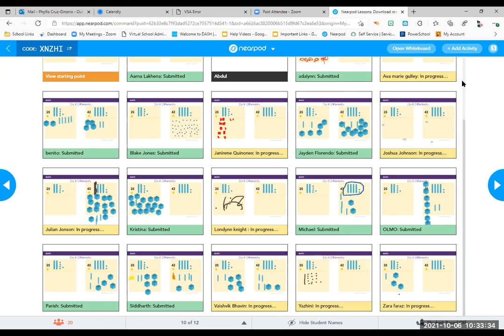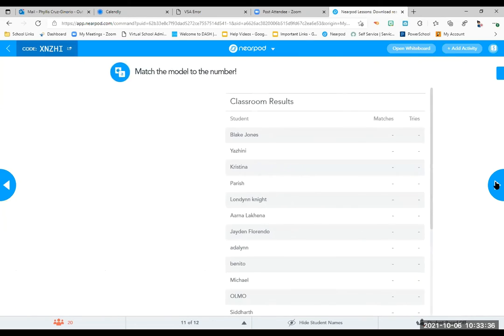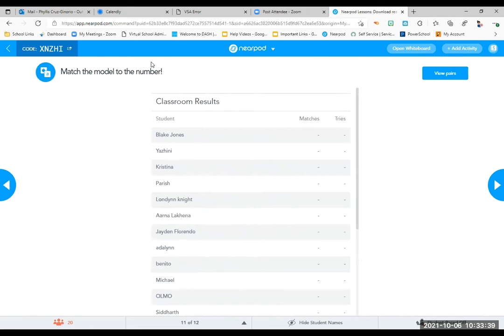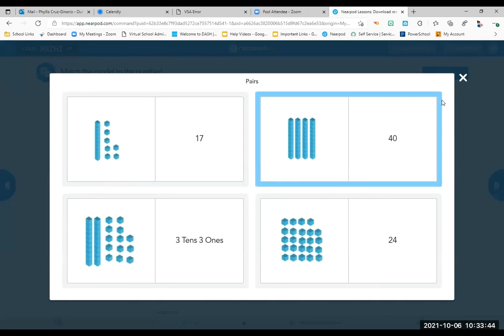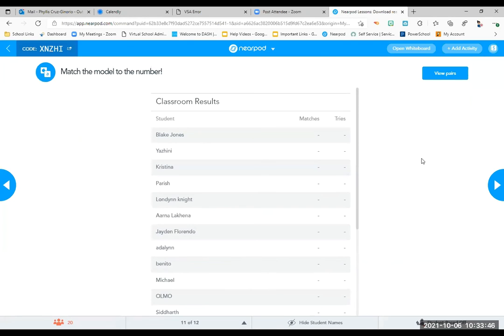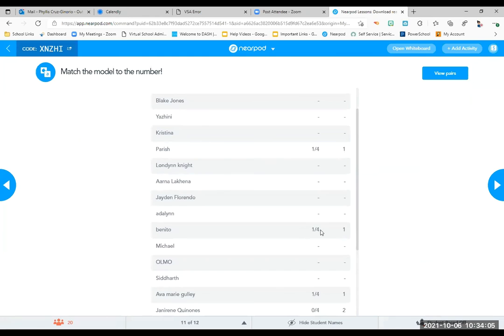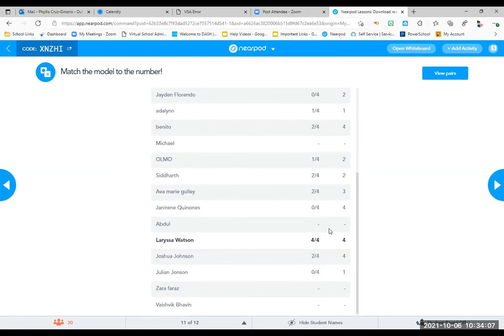Okay, let's move on, pups. We have to go on, finish our Nearpod because we have our small groups. This is our quick matchup. I love this matchup because this is testing you to tell me if you can match up the value of the number with the model that represents the tens and ones. So how fast are you? Let's see how we do. I'm watching to see how many times it takes you to match it up.